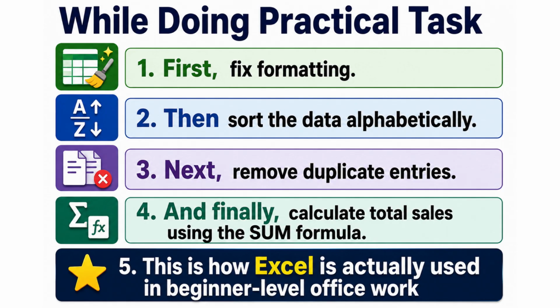While doing practical tasks, first fix formatting. Then sort the data alphabetically. Next, remove duplicate entries. And finally, calculate total sales using the sum formula. This is how Excel is actually used in beginner level office work.